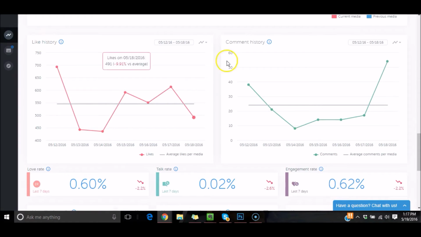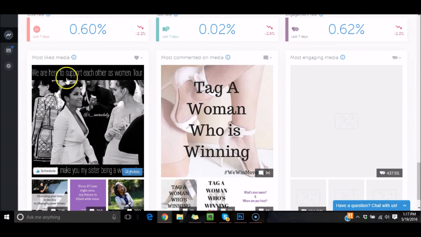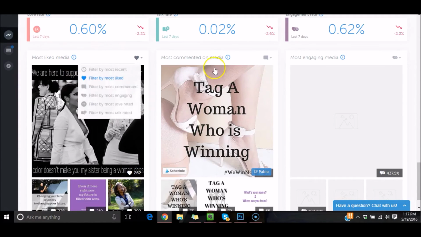Here we have our like history and comment history, and this is basically a graph. It's just telling you how your likes and your comments are measured from day to day by average numbers. Okay. All right. Here I like to look at my most liked media.